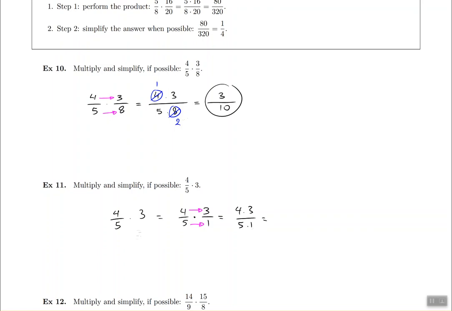A quick check. Can I divide anything? The answer is no. So now I actually perform the product. 12 over 5. And that's it. We're finished.